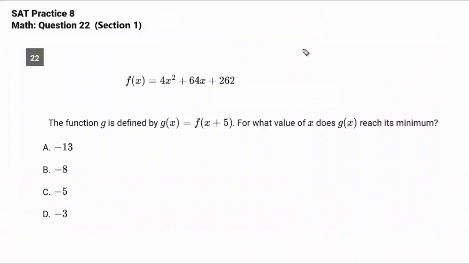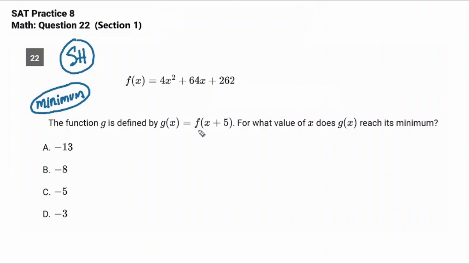We're on SAT Practice Test 8, Math, Section 1, Question 22. What's the level of difficulty here? Stupid hard. Almost always the last question in Section 1 is stupid hard. You've got this function. It says the function g is defined by g of x equals f of x plus 5. For what value of x does g of x reach its minimum? So let's just write down what we're looking for. One word, minimum.